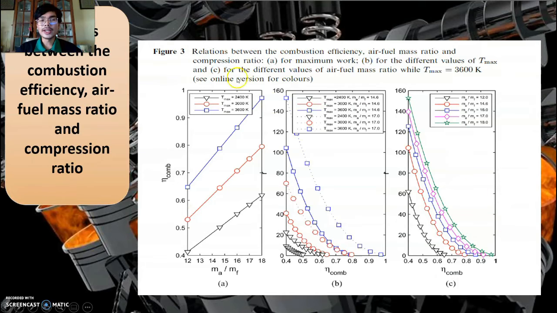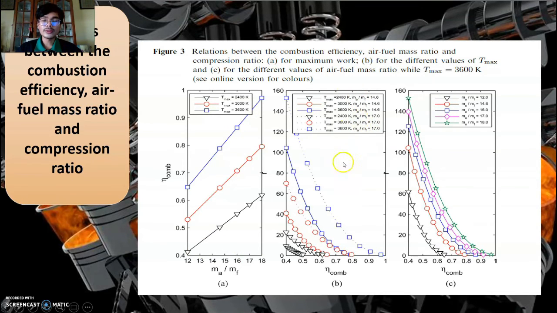From the data, we can analyze the relationship between the combustion efficiency, the air-fuel mass ratio, and the compression ratio. As we can see, the combustion efficiency is directly proportional to the air-fuel mass ratio.